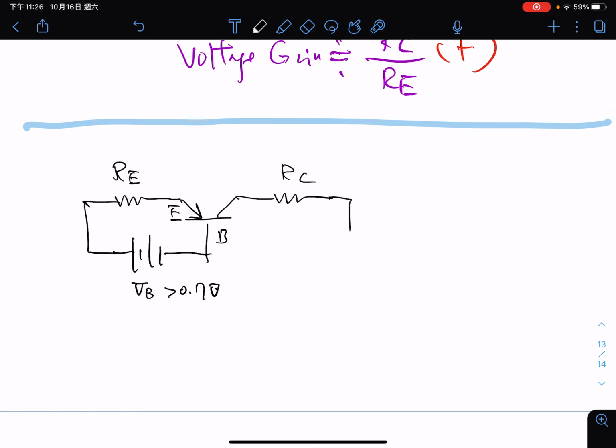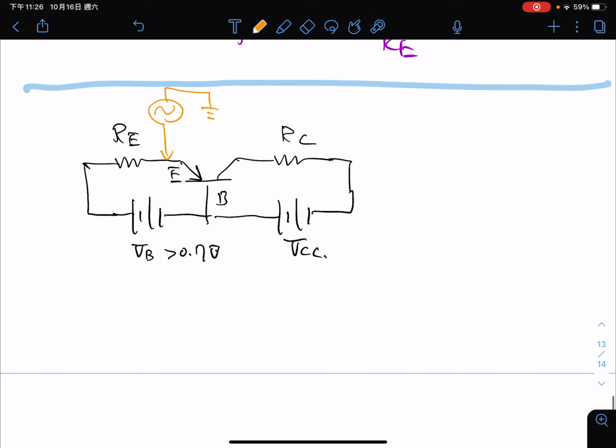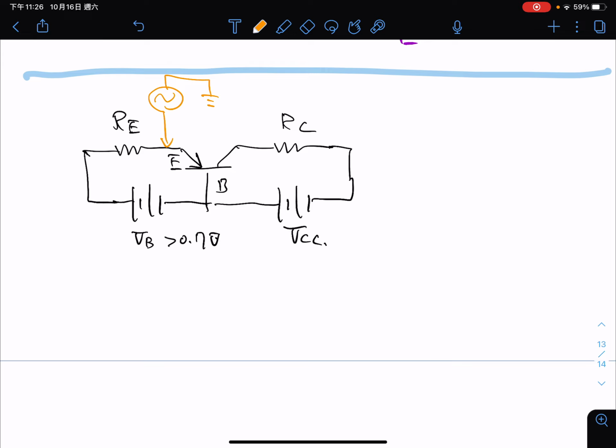And then we are going to have another voltage VCC here. And usually we will place our input here. This is our input and to the ground. So we can redraw the small signal model using the T model.